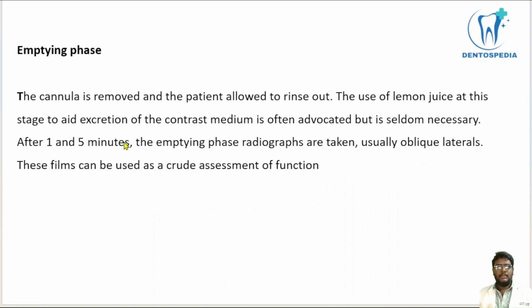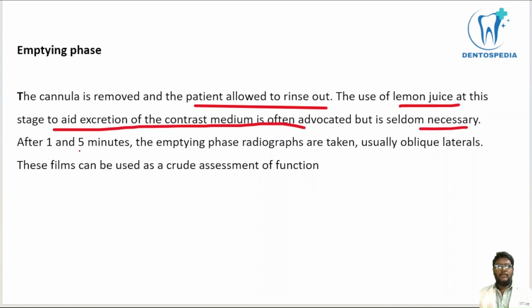And coming to the third phase, that is the emptying phase, the cannula is removed and the patient is allowed to rinse out. The use of lemon juice at this stage to aid in excretion of contrast medium is often advocated but seldom necessary. After 1 to 5 minutes, the emptying phase radiographs are taken, usually oblique laterals, and these films can be used as a crude assessment of function.